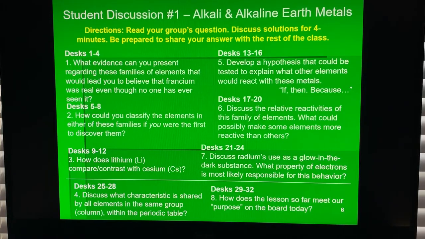So your job is to do this on your own, and there's going to be one more of these sets of questions in these notes. Okay, so it's a lot of questions, but they're not that challenging. Like how does lithium number 3 compare or contrast with cesium? So you would just look at those and see the differences.